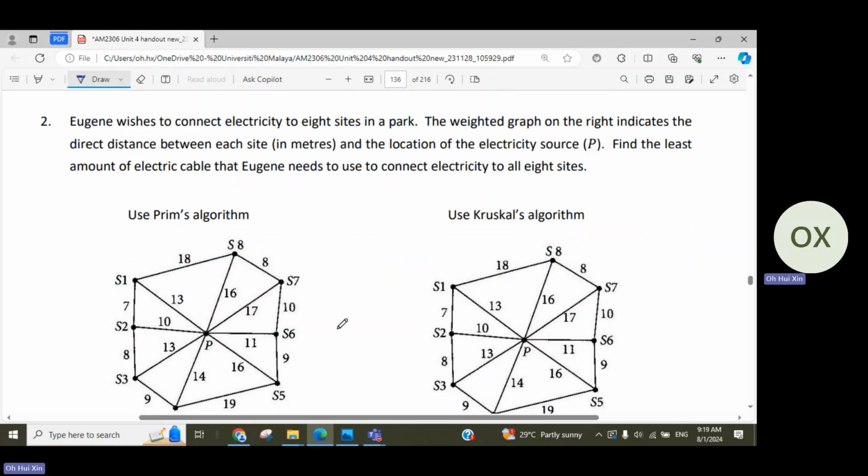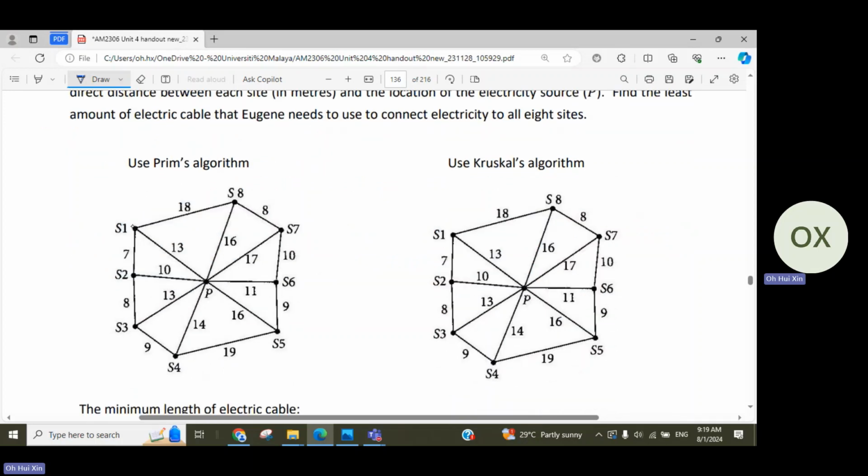Okay, so same thing for question 2. Let's say I'm starting from S1. So if I have my S1 going first, okay, as you think that you have already completed that, make sure that you double check there's no cycle.